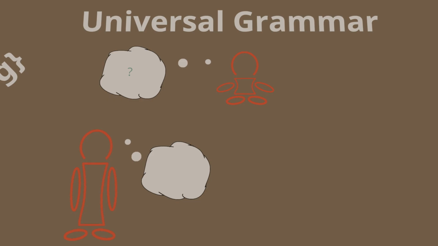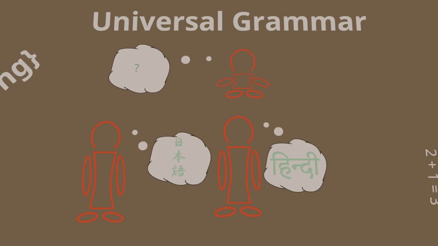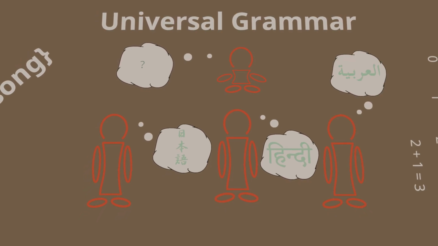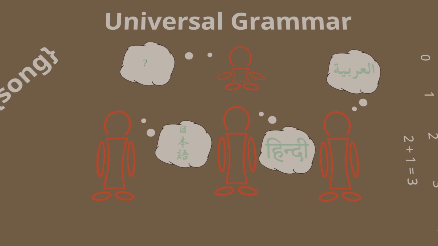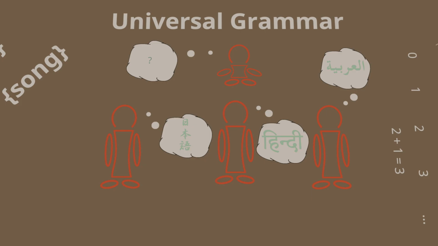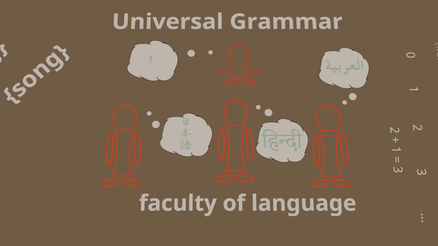So if I grew up speaking Japanese, it'd be the grammar of Japanese. If I grew up speaking Hindi, it'd be the grammar of Hindi. If I grew up speaking Arabic, it'd be the grammar of Arabic, and so on. But what Chomsky's interested in is the grammar of the initial stage, when you haven't been exposed yet to any particular language. And that grammar would have to be universal. It would have to be consistent with the grammars of Japanese, Hindi, Arabic, and so on. That grammar, the grammar of the initial stage, is what Chomsky calls the faculty of language.